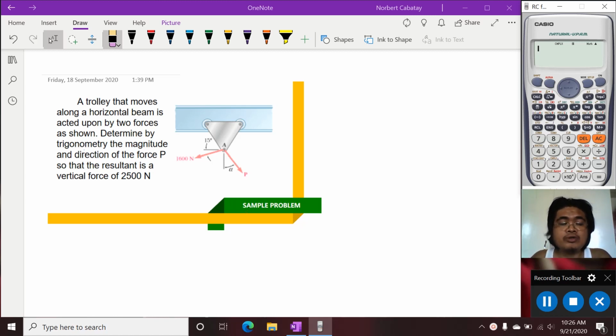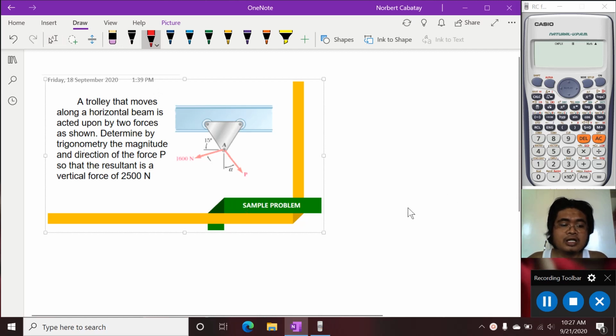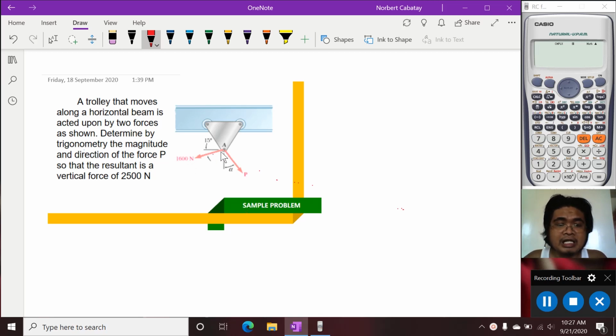So a trolley that moves along a horizontal beam is acted upon by two forces as shown. In this case, determine by trigonometry the magnitude and direction of force P so that the resultant is a vertical force of 2,500 newtons. As I was saying, there are two forces acting here: that 1,600 newtons with its given angle, and a force P which is unknown, with unknown direction.